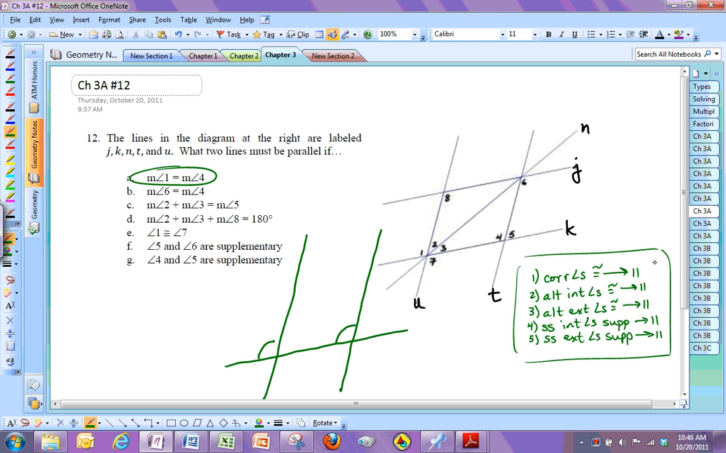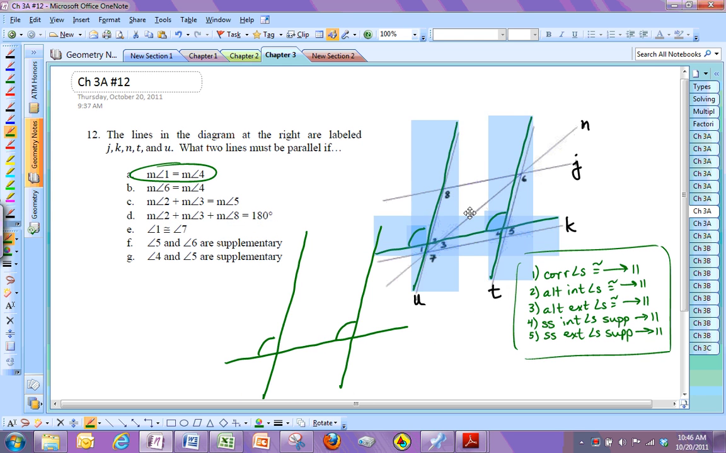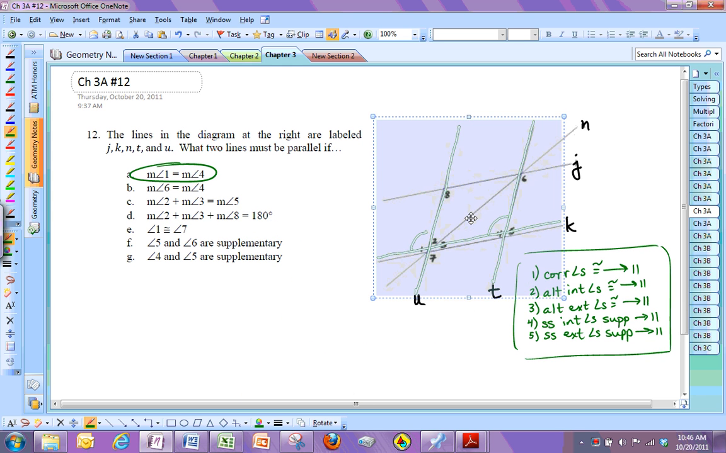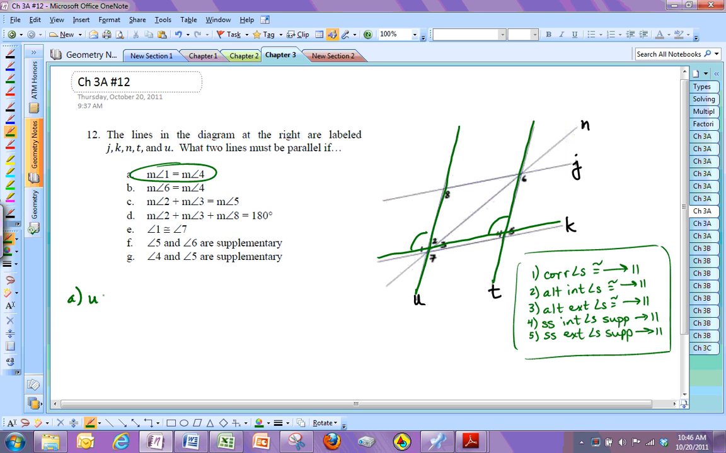And those 2 lines that I just took, the 2 lines that are parallel here, are U and T, right? So this one right here, A, I'm going to say U is parallel to T, and the reason is corresponding angles that are congruent give me parallel lines.